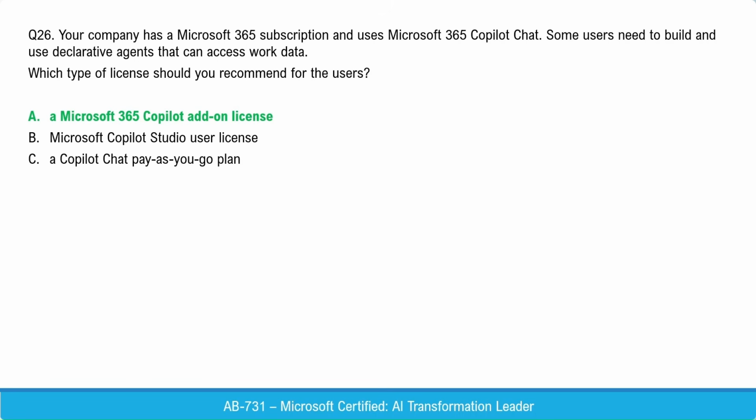Looking at other options, option B, Copilot Studio is mainly used for building more advanced or custom agents. It is not specifically required for declarative agents within M365 that rely on work data. Option C, Copilot Chat pay as you go only supports basic usage and does not provide these capabilities. Here is a simple way to remember this. If the question mentions M365, work data, and declarative agents, the answer is option A. If the question is about building advanced or custom agents, then think about Copilot Studio. So the correct answer is option A, a Microsoft 365 Copilot add-on license.